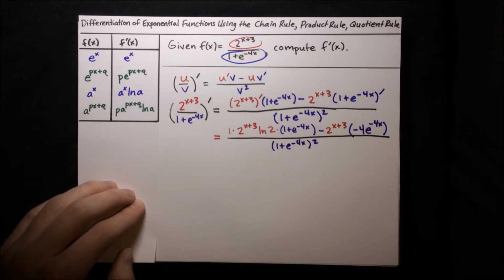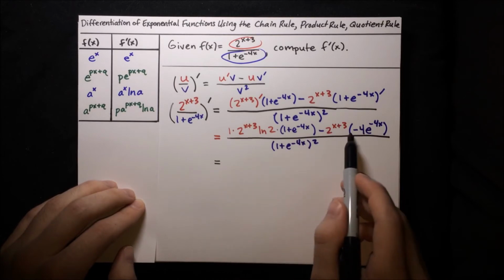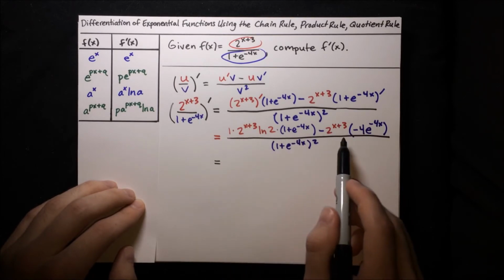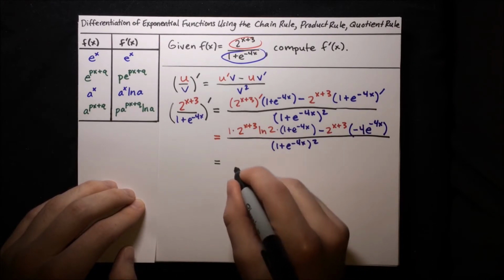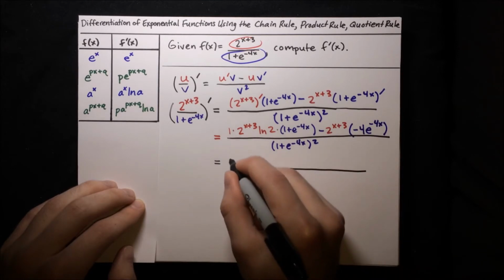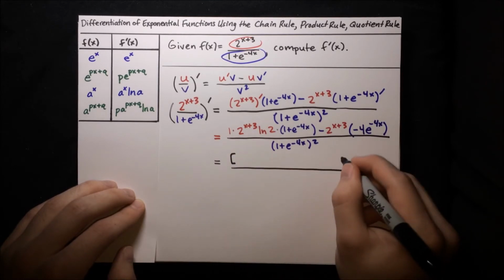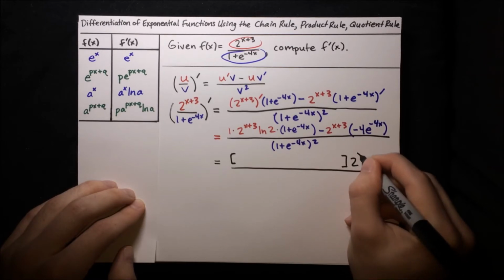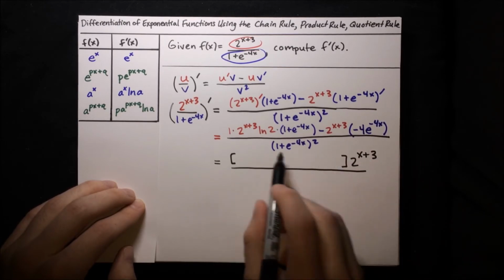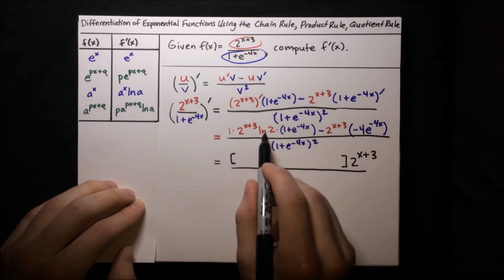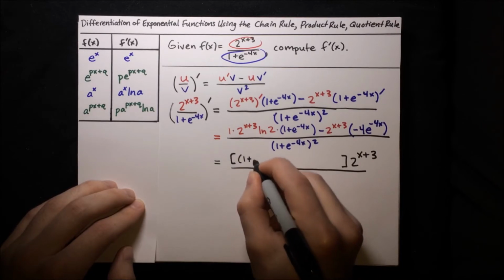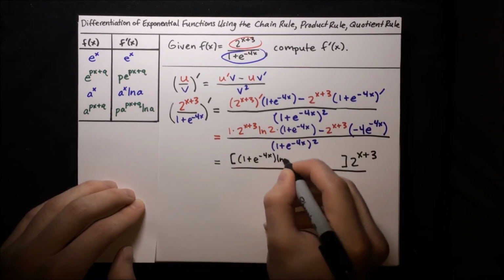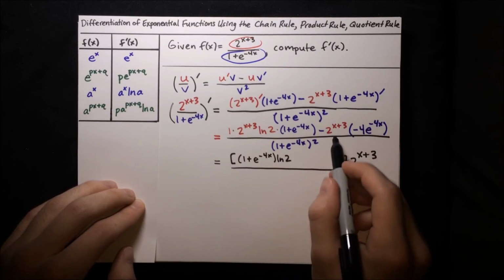Okay, cool. So now we just have to simplify this result, make it nice and clean. So let's see, can we pull out anything from the numerator here? Anything from both terms? Look, there's a 2 to the x plus 3 in both terms, so why don't we pull that out? So let's go ahead and write our fraction bar. We'll pull that 2 to the x plus 3 out from the numerator, so write that on the outside, and what's left on the inside? Well, there's 1 times natural log of 2 times 1 plus e to the negative 4x, so just really 1 plus e to the negative 4x, natural log of 2, and then what's left here?